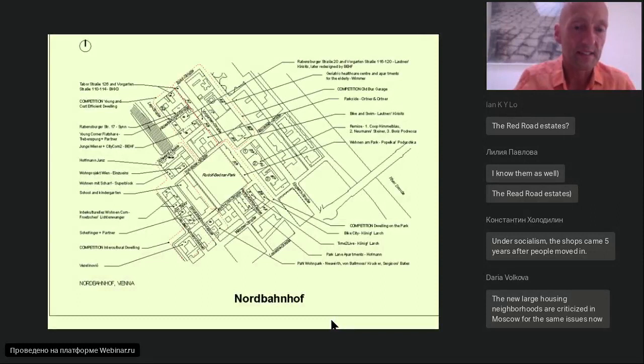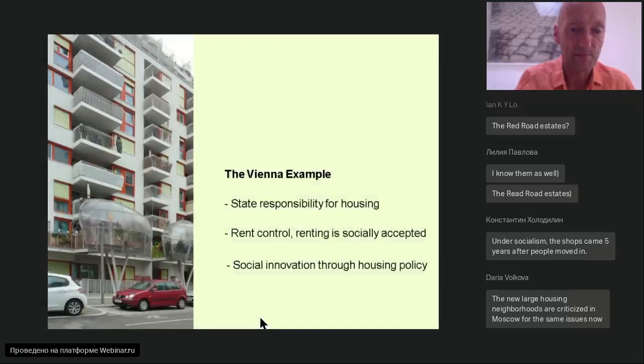So the Vienna example: Vienna has instruments for which the city is being envied all over Europe, which is, on the one hand, the state responsibility for housing, which actually is an ongoing right since the 1920s. Because in the 1980s, when all over Europe neoliberal ideologies kicked in, which applies to Britain and even more to countries where socialism ended, in Vienna state intervention even increased. The citizen is pretty much sheltered from the fluctuation of the market, and the municipality takes responsibility for maintenance.